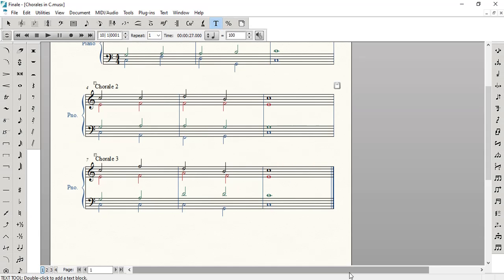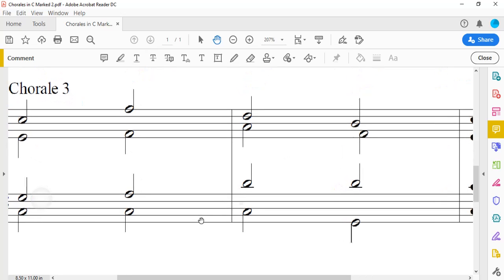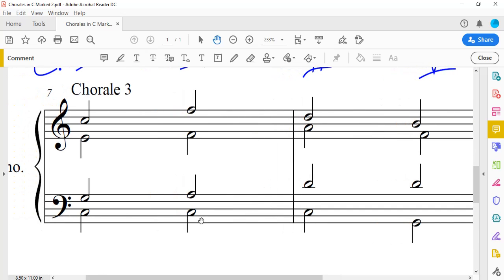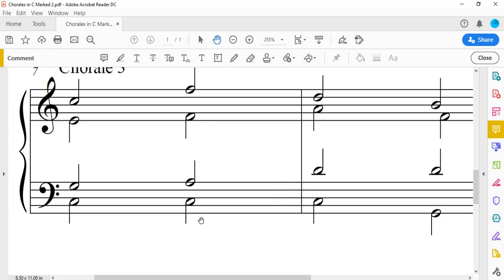Okay, so you might be thinking to yourself that that sounds pretty similar to the first two chorales, and it probably does. So what we have right here is I have already zoomed in a little bit on Chorale 3. Now we can still see everything in the whole chorale, but I'm actually going to zoom in just a little bit more so we have a little more room to work with labeling these chords.